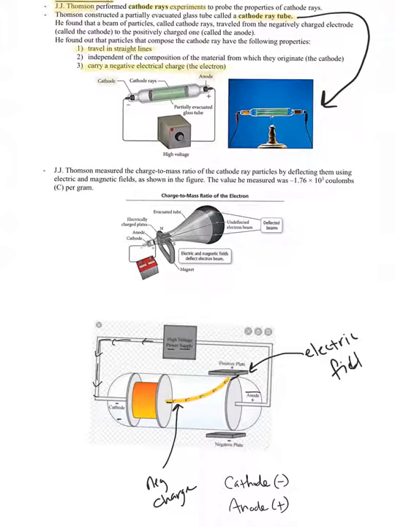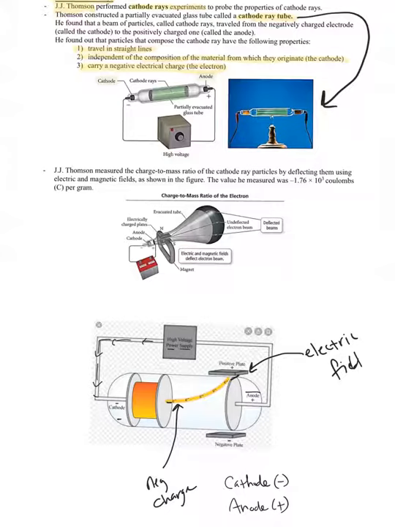Now the third thing that he said here is that it's independent of the composition of the material from which it originates. Because the negative is coming out of the cathode, he thought that the cathode ray was the cathode, but it's not. It's something else. It's from the electricity, and later he discovered it to be the electron.